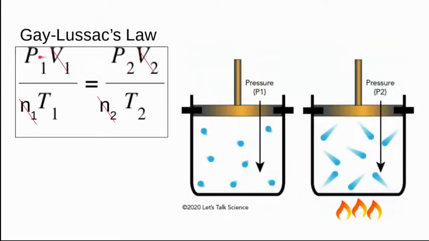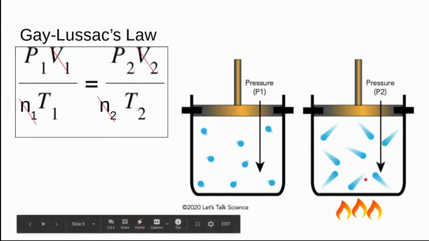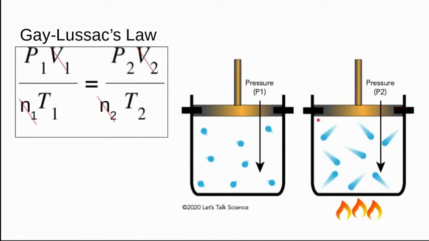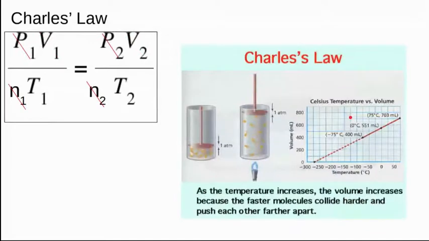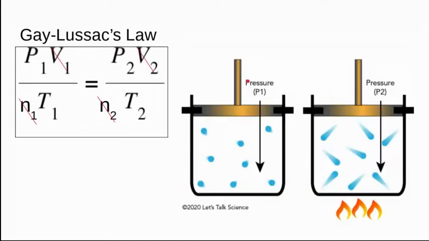Gay-Lussac's law is when we just have pressure and temperature. So when you increase the temperature, there's going to be more pressure because the particles are moving around. The volume this time is held constant, so it can't expand, so the pressure is going to go up instead of the volume increasing like it did back here.